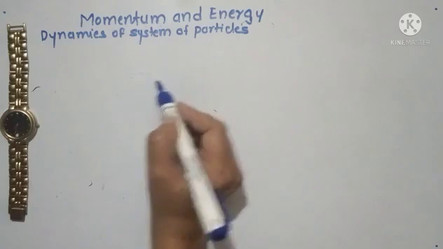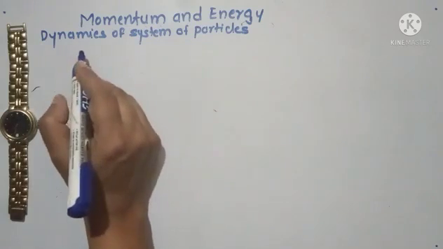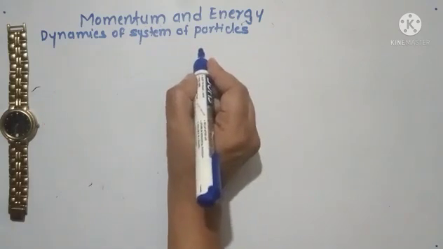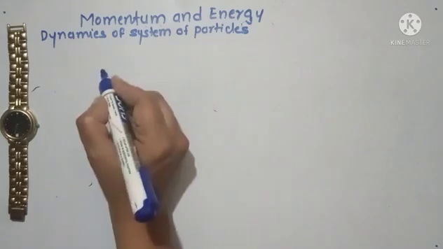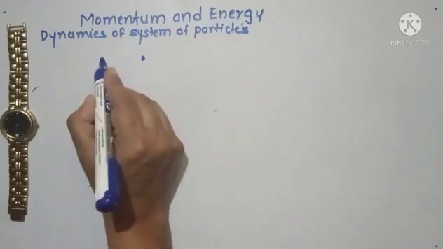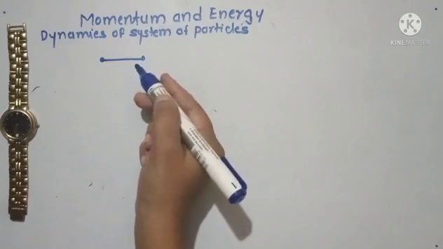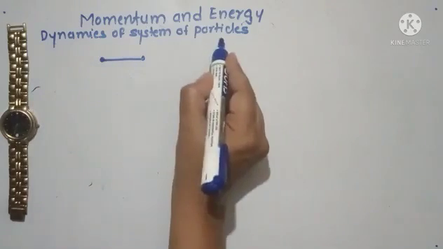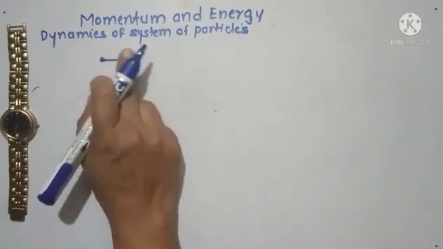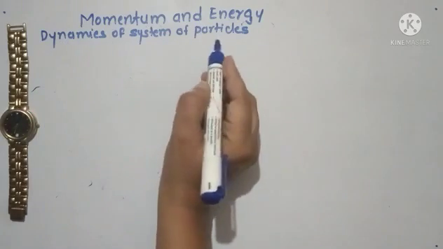For the system of particles, we must know that it is applicable in day-to-day life. In day-to-day life, we are not dealing with a single particle which is moving from one position to another position, but we are dealing with systems of particles. So it is more at the applicable level. Therefore, we have to study the dynamics of the system of particles.